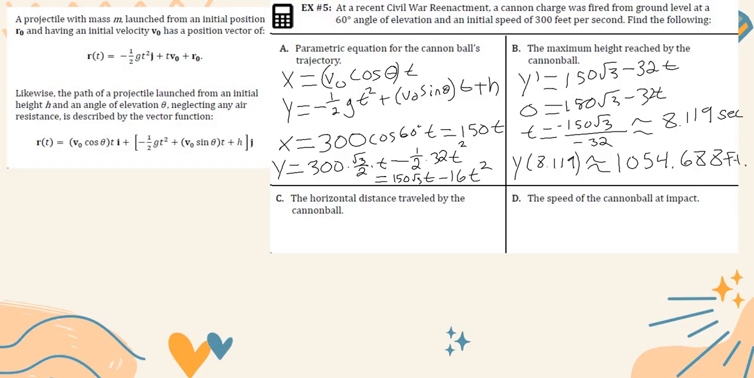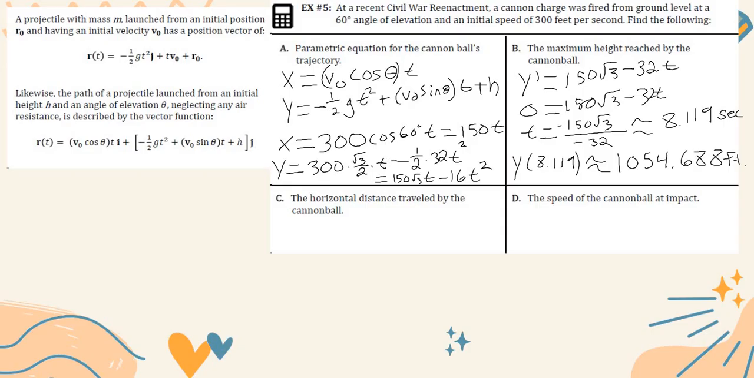Yes. Cool. Then next it asks us for the horizontal distance traveled by the cannonball. Well, we already have time. That time is when we're at our maximum height, right? It's asking for the total horizontal distance traveled by the cannonball, so we just double it. Yes, because if that's where it peaked, then it's symmetric.